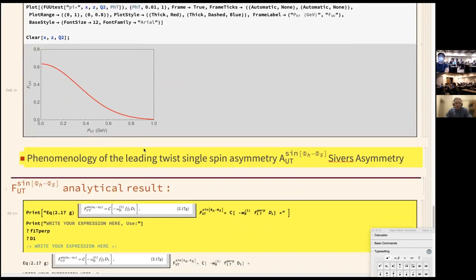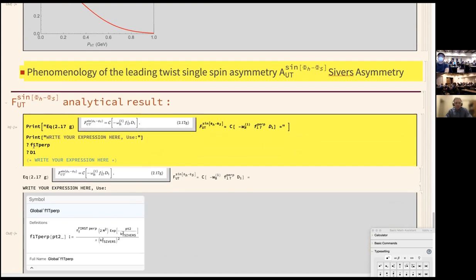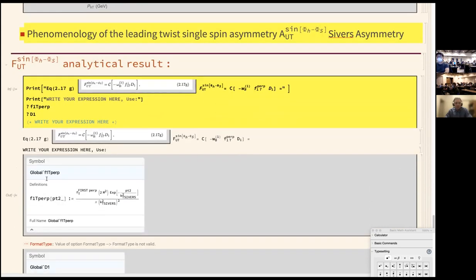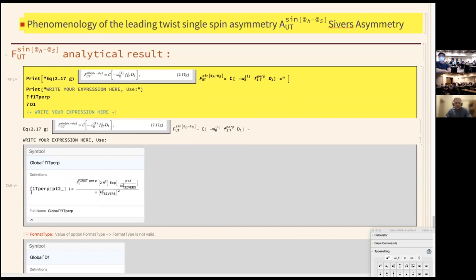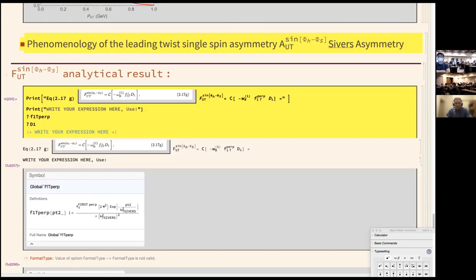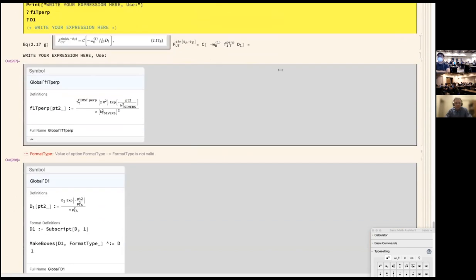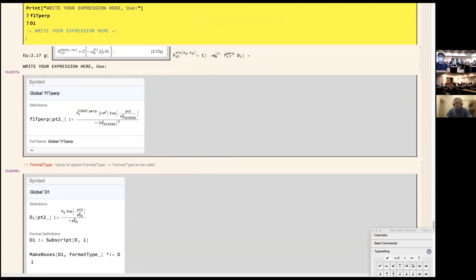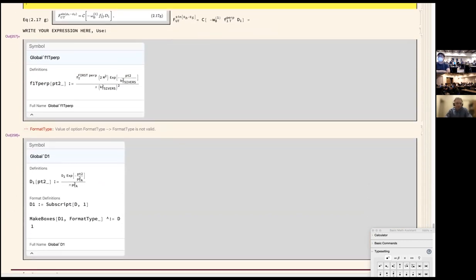And now I'm telling you this you need to combine with F1T perp. And the symbol F1T perp is just my Sivers function and D1. So you need to write your expression here as done in other examples and find what is happening for the Sivers function. So now this expression is not written. So it's for you to write.